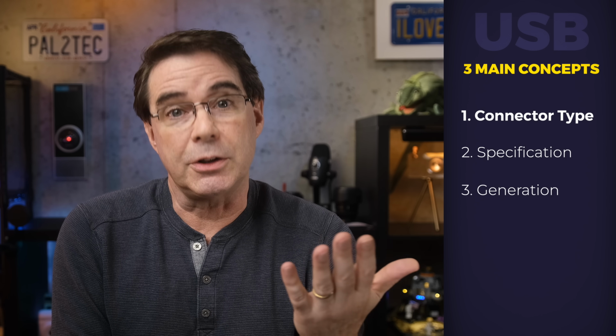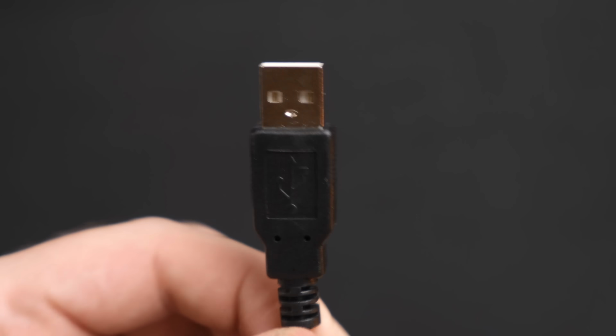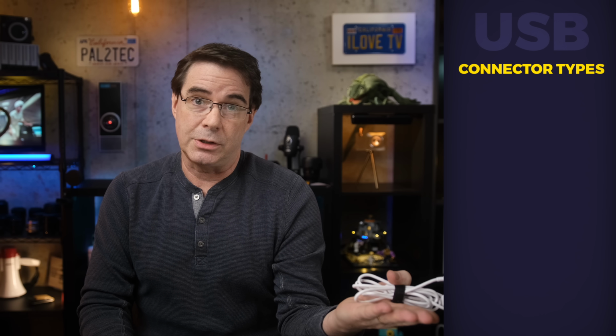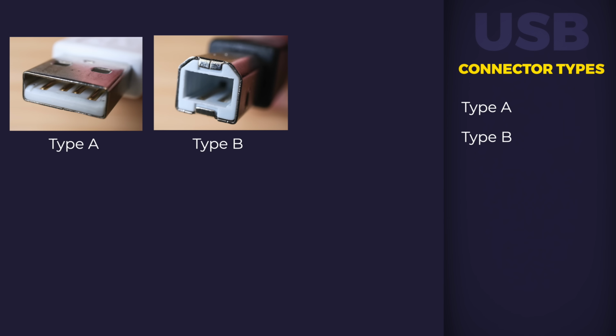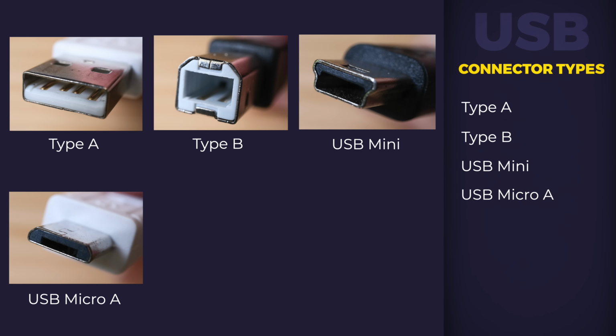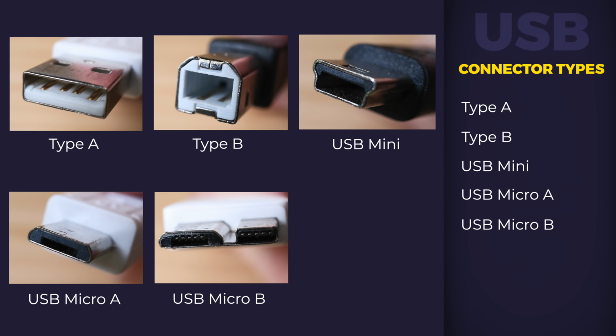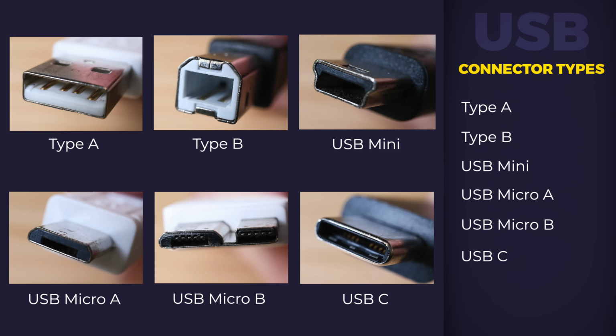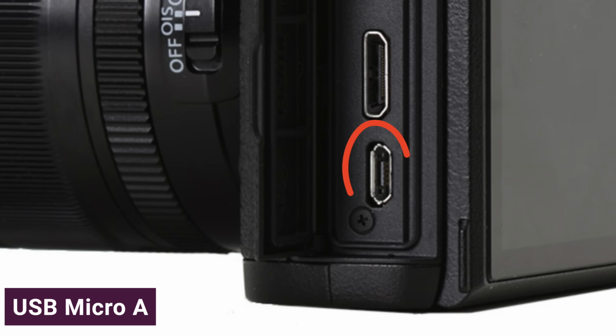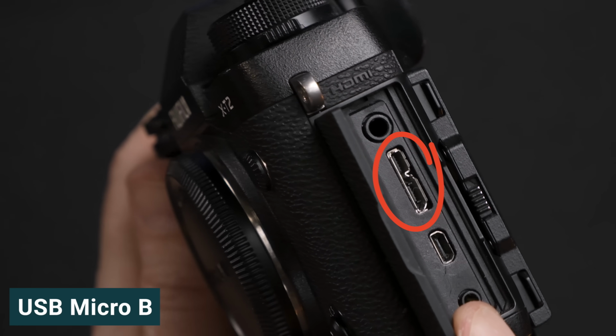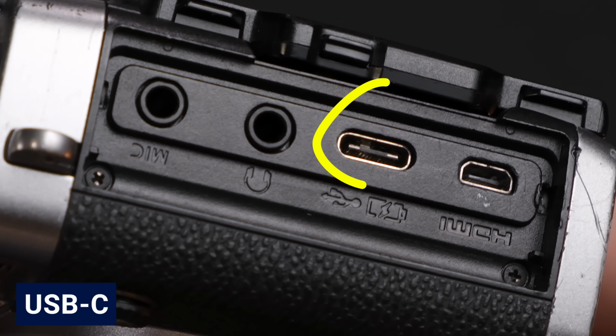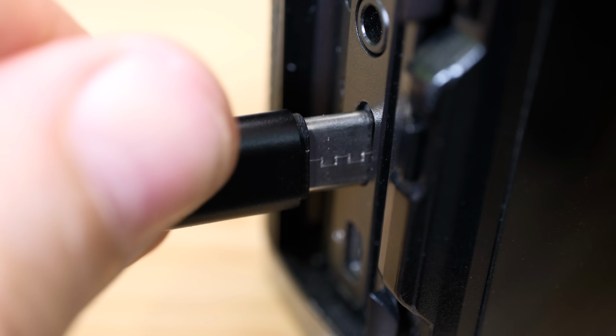Let's begin with connector type. Think of connector types as the physical design of the USB connector at the end of the cable. So there are 6 main USB connector types: Type A, Type B, USB Mini, USB Micro A, USB Micro B, and USB-C. Older Fujifilm cameras such as the X-T1 will use Micro A. Micro B is used by the X-T2 camera, for example, while the X-T3 uses USB-C. And the USB-C connector type is great because you can attach it using either side of the cable.